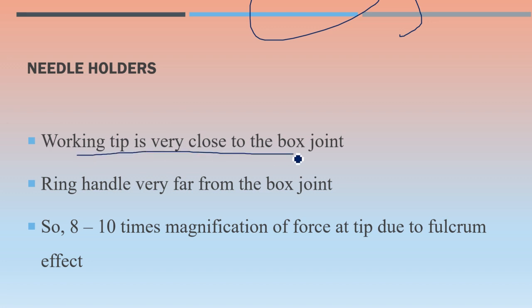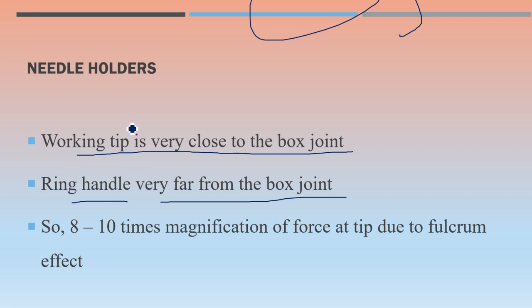is very close to the box joint, and the ring handles are very far from the box joint. This is very important. Why? Because these instruments, the needle holders, are very much based on the principle of the fulcrum and the type of lever being used here.